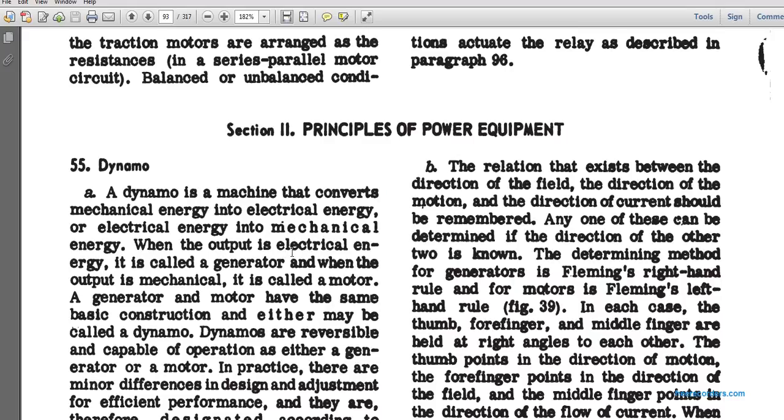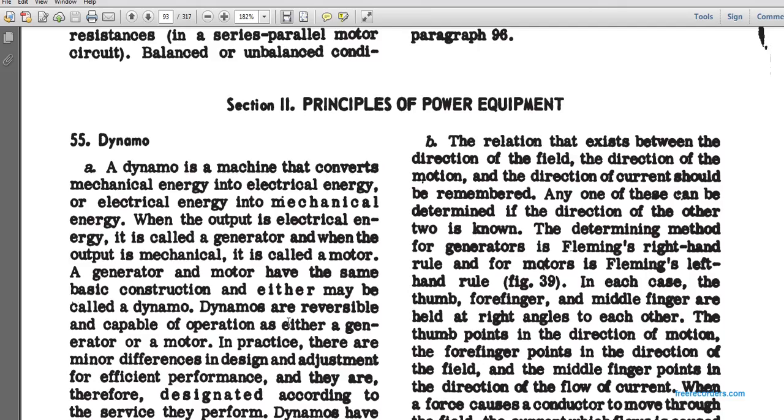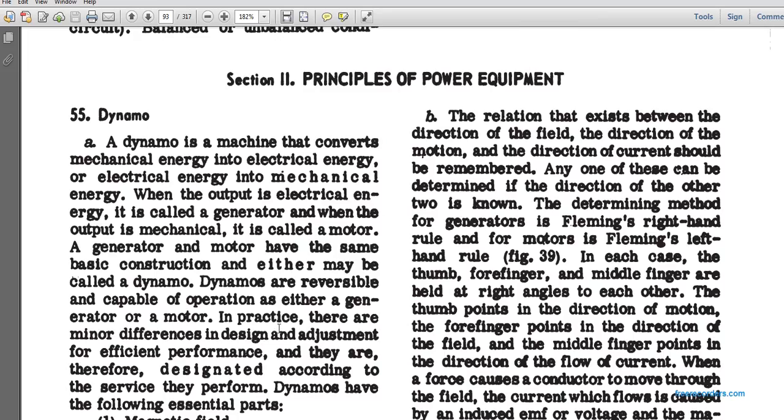When the output is mechanical, it is called the motor. The generator and motor have the same basic construction. Either may be called a dynamo. Dynamos are reversible, capable of operation as either generator or motor. But in practice, their many minor differences are design adjustments for efficient performance. They are therefore designated according to the service they perform.